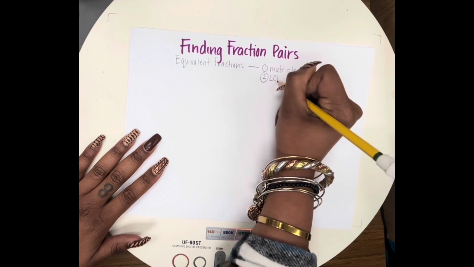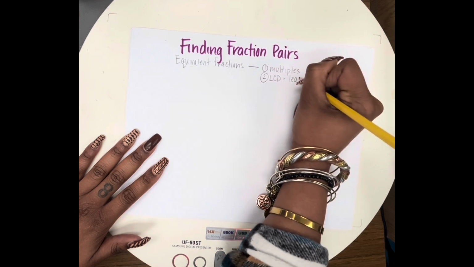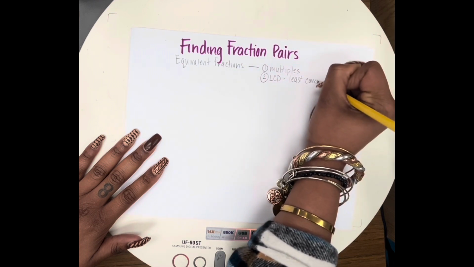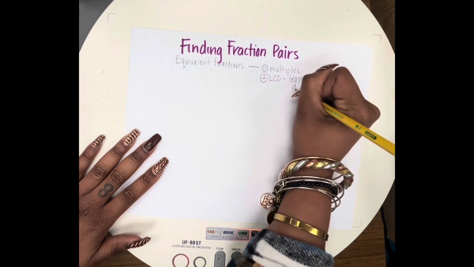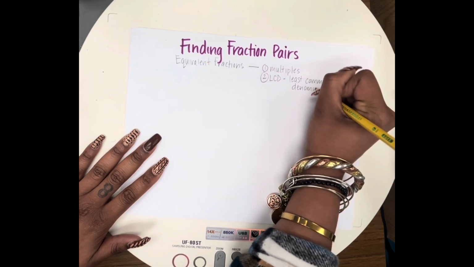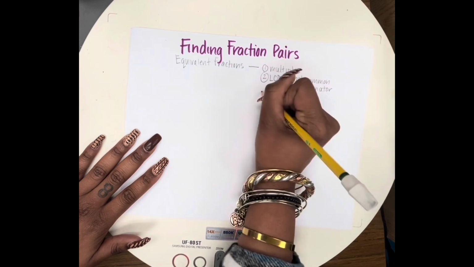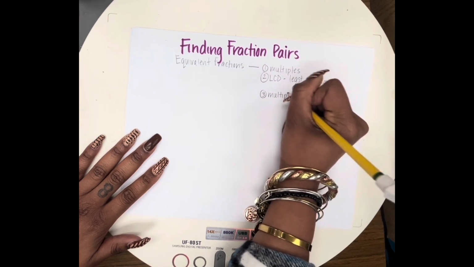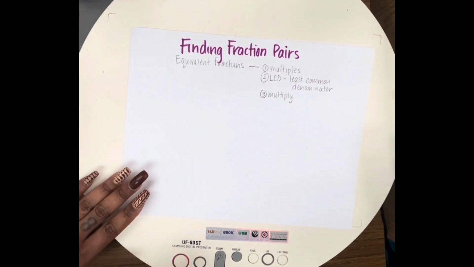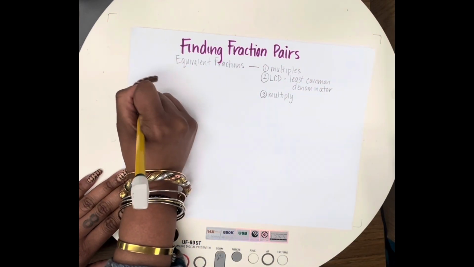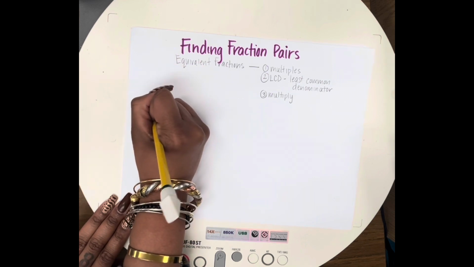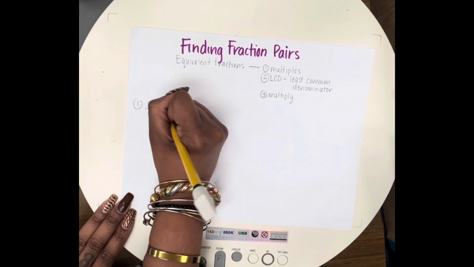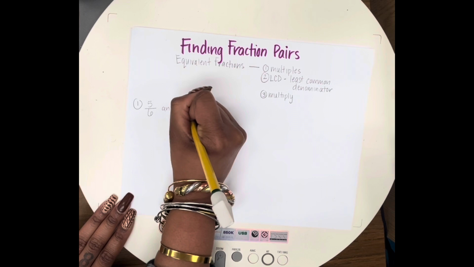The first step in finding a fraction pair is to write down the multiples. You want to figure out the multiples of each denominator. Once you figure that out, you want to find the LCD, which is the least common denominator. What number do they both have in common, but is the least number? Your last step is to multiply. So you want to follow these 3 steps, and we're going to go over 2 problems today that'll help you find those equivalent fraction pairs.